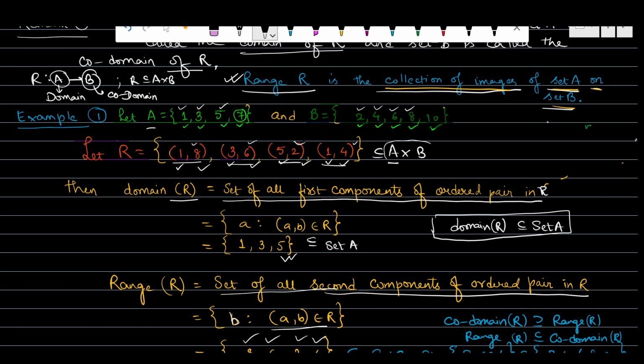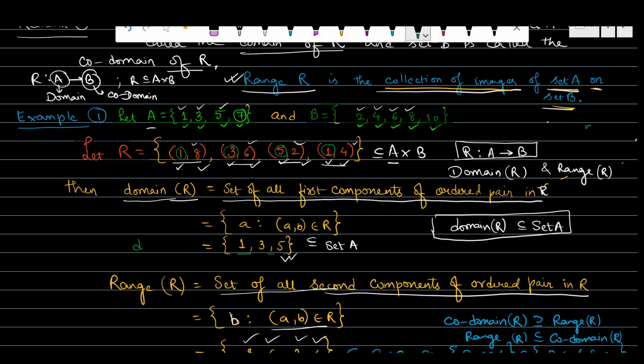So R is a subset of A cross B. So R is a relation from set A to set B. Now we need to find the domain of R and the range of R. So how to find them? By definition, domain of R contains the set of all first components of the ordered pairs. Here the set of all first components is 1, 3, 5 and 1, that is, 1, 3, 5.